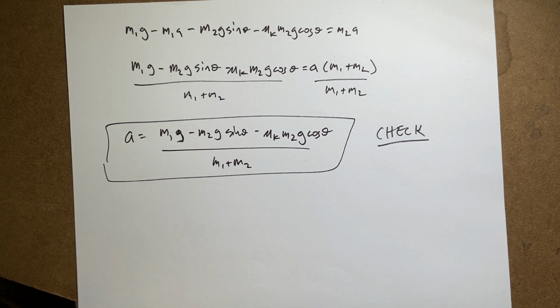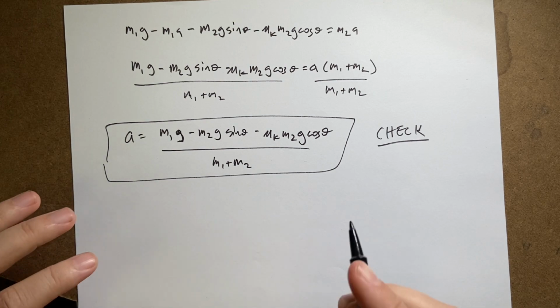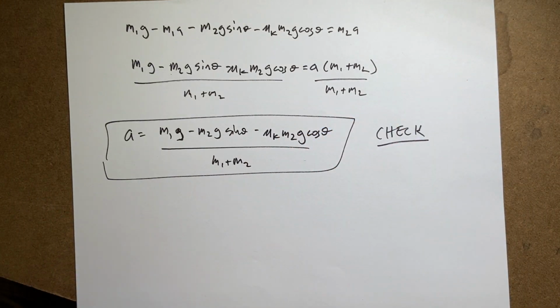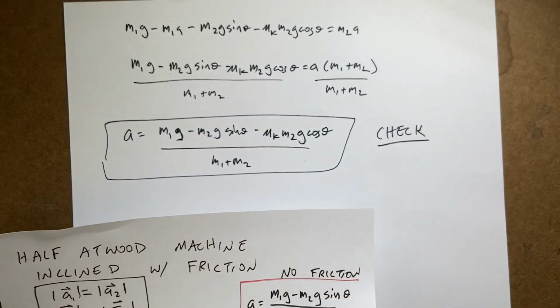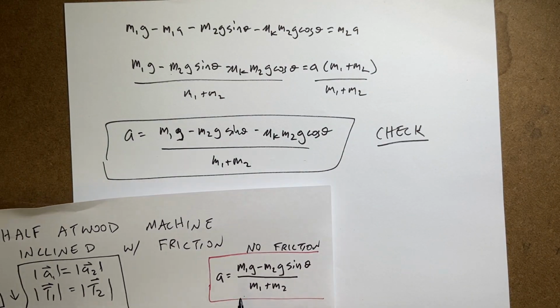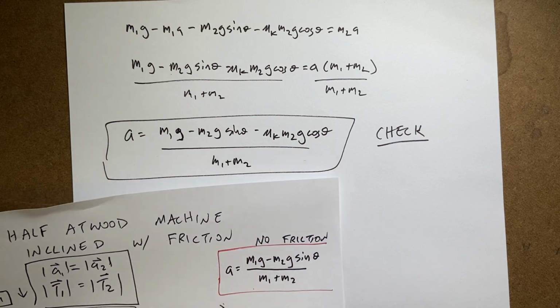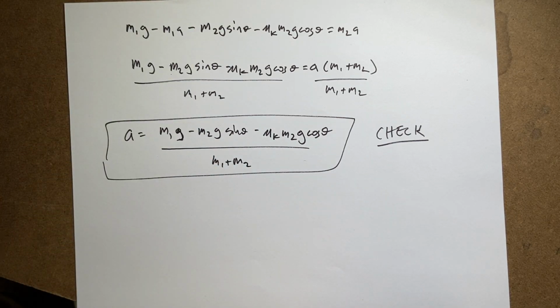The next thing I want to check is what would happen if I let my friction coefficient go to 0. What if mu k goes to 0? Then this whole term goes away. And if that term goes away, then I should get this, right? This is my acceleration with no friction, and you see I do get the same thing. So that's good. So I'm pretty happy right there.